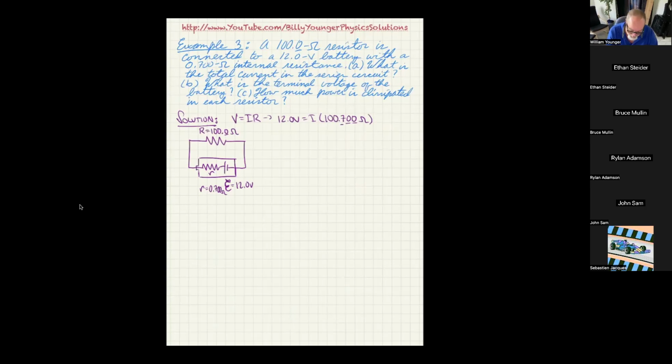But the main thing is we now have the current, and the current would be equal to 12.0 volts divided by 100.700 ohms. And when I do that math, I'm going to say 12 divided by 100.7, and that gives me 11.917.